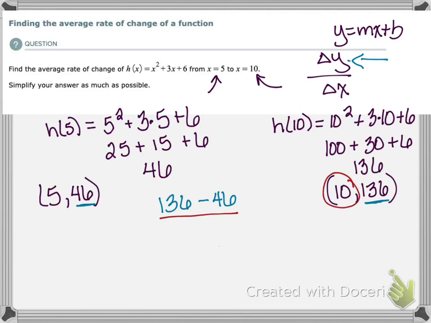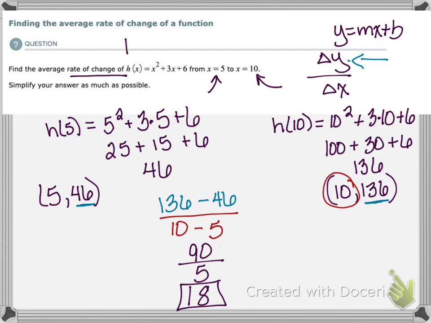So I started with my second point for my y. So I have to start with that second point for my x. And so now I have 10 minus 5. 136 minus 46 gives me 90. 10 minus 5 gives me 5, and I need to simplify that, and so my simplified value here is 18. So my rate of change for this problem is 18.